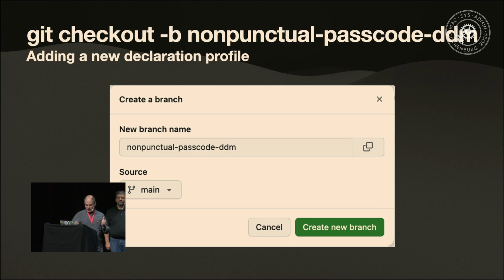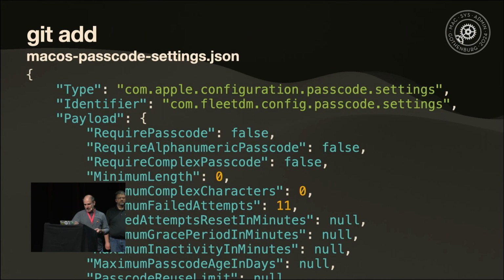JD and I are both old enough to be terrified of live demos, and it probably would have taken too long to actually do this live demo in our slot. So we have a number of screenshots here to show what it looks like on GitHub. This is the creation of a new branch for creating the PR. This is the actual JSON that contains the DDM profile itself. In this case, we're setting a passcode.